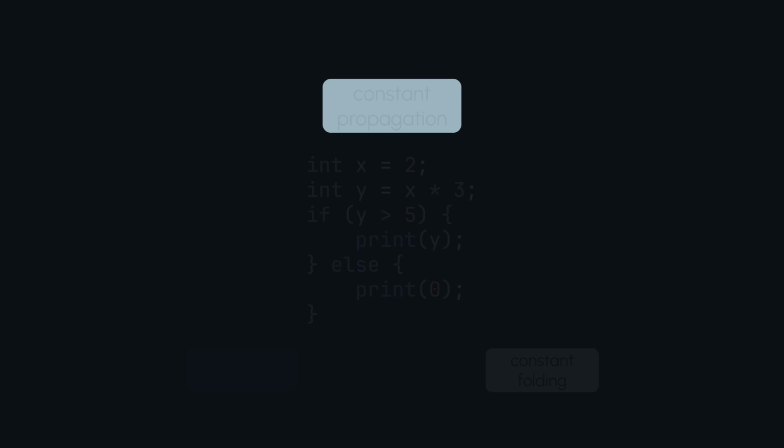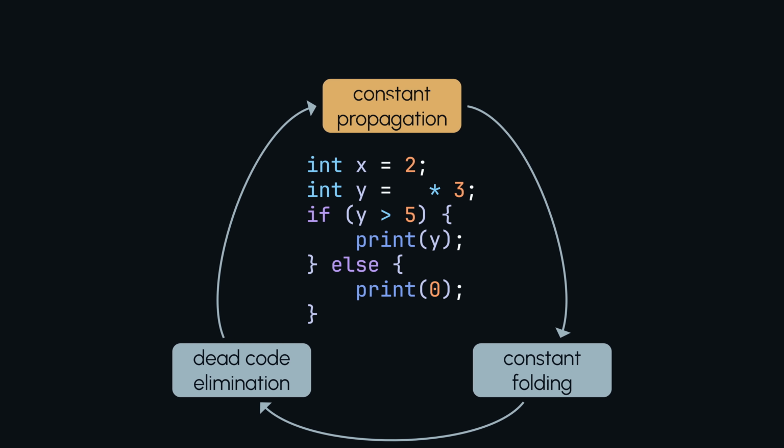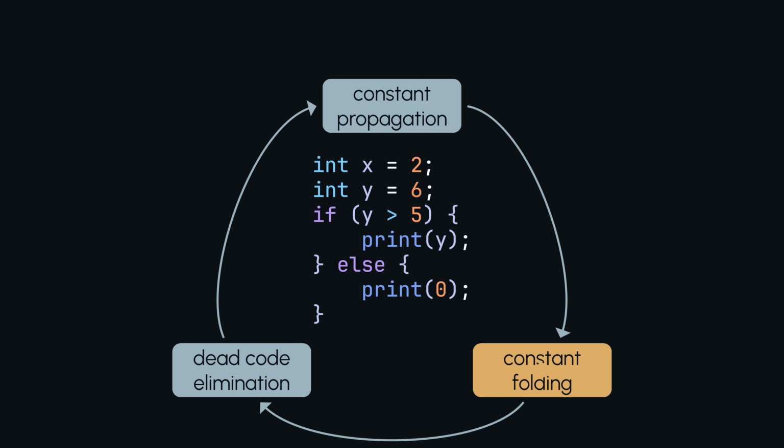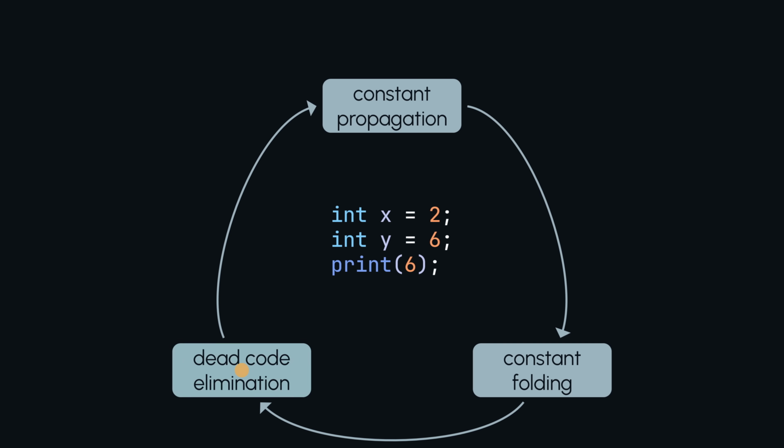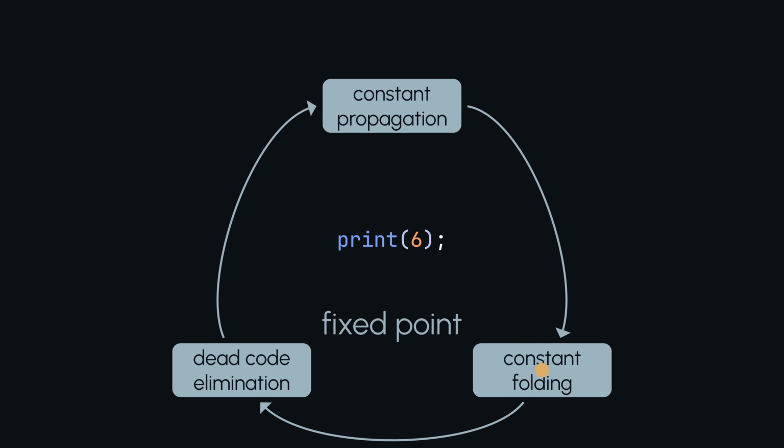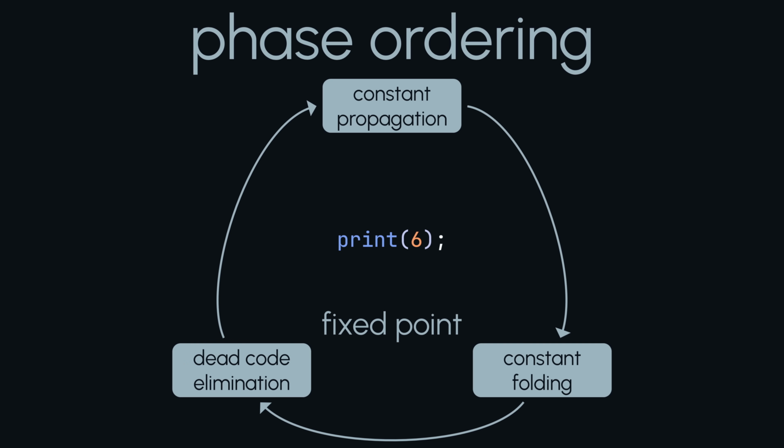By now you've probably noticed that these transformations feed on each other. Constant propagation makes folding possible, which makes dead branches visible, which makes more variables unused, which makes more propagation possible, and so on. So instead of running each pass once, compilers run a whole set in a loop until nothing changes anymore, a so-called fixed point iteration. And the order of passes matters a lot. Compiler engineers spend a lot of effort on what's called phase ordering.